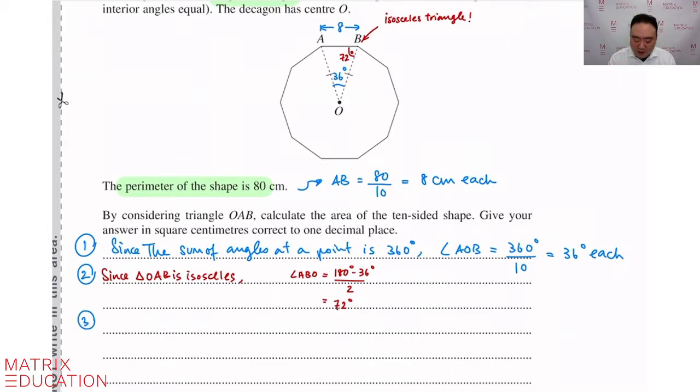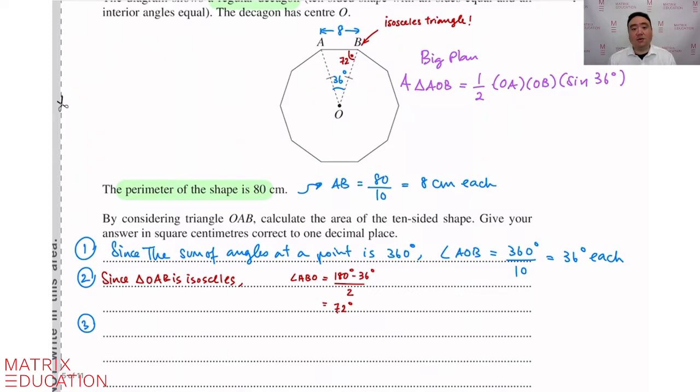To find the area of AOB, so the big plan, the area of triangle AOB is half times OA times OB times sine 36 degrees, isn't it? Because the area of a triangle is 1/2 ab sine C. So we have the half. Do we have sine 36? Yes, that can be calculated. Do we have the length of OA or OB? No, we don't. But what we know is OA and OB are equal.